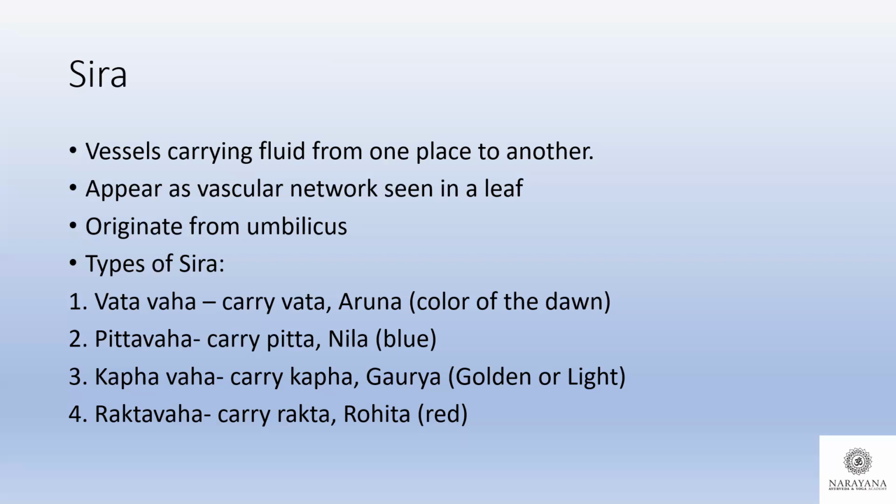So there are 4 types of blood vessels, according to, this is again Sushruta. Some carry the vata dosha, some carry pitta dosha, some carry kapha dosha, and then some carry the rakta itself. So this is just a classification of the different types of blood vessels, based on what dosha they carry.